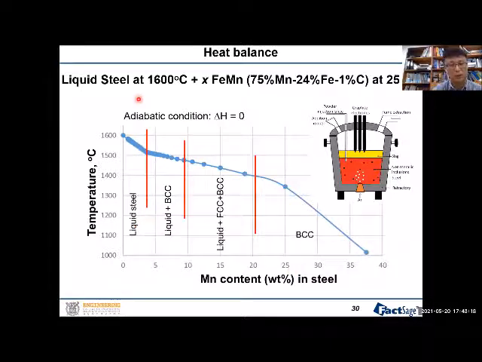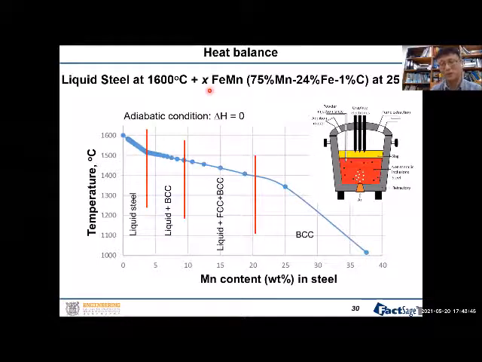So for example, let's look at this one. We have liquid steel at 1600 degrees Celsius reacting with ferromanganese at 25 degrees Celsius. So I'm adding this into the liquid steel. And if we assume the adiabatic condition, so delta H equals 0, heat loss equals 0, what kind of phases will form with addition of X, with increasing X, and what will be the final temperature?